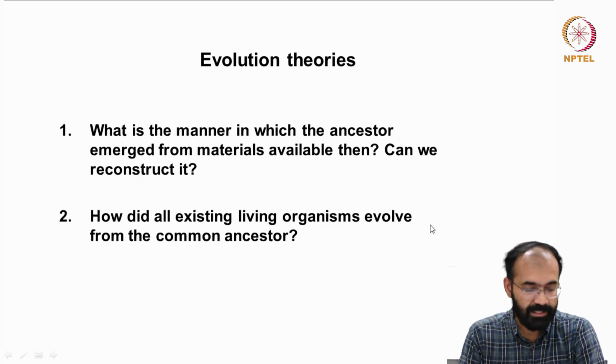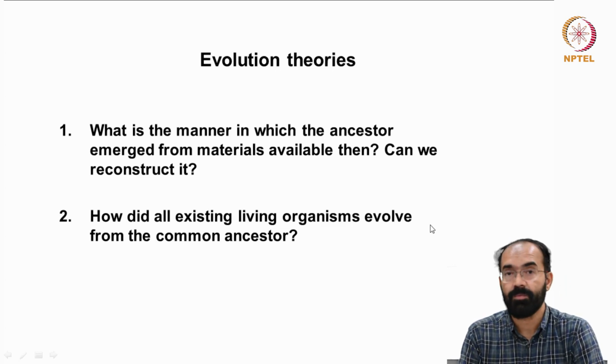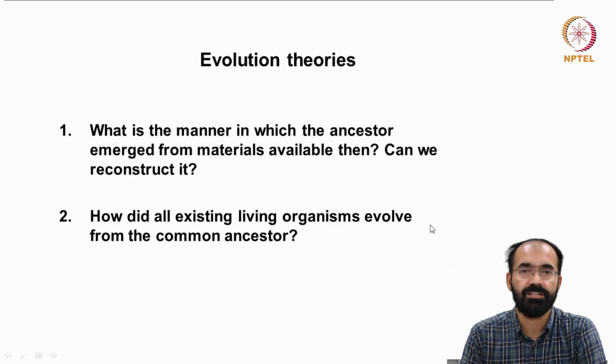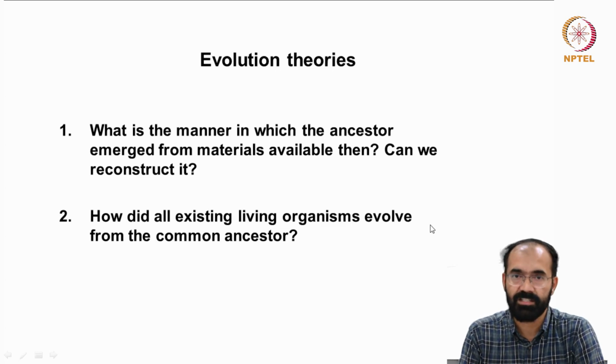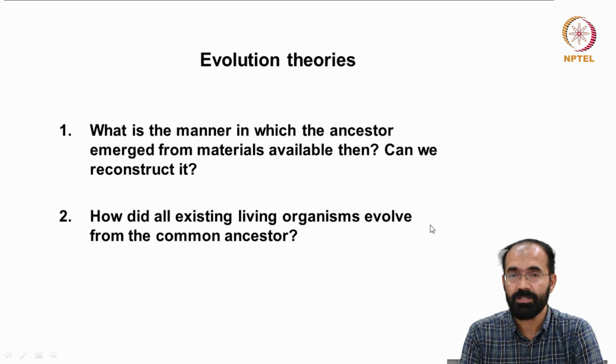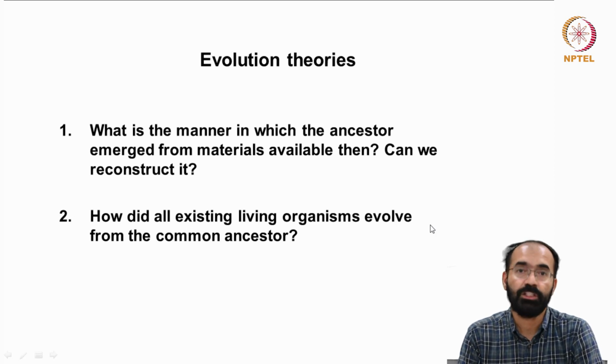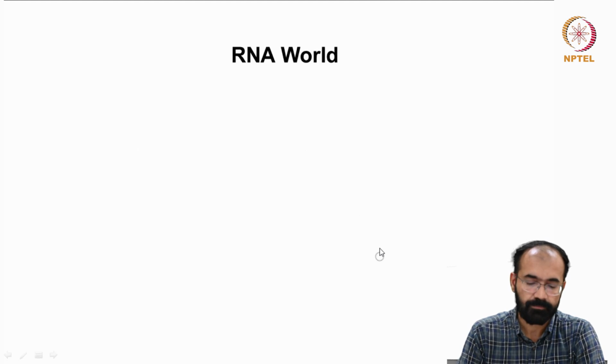And then comes the next question: how did all existing living organisms evolve from the common ancestor? And we can justify how life originated from the existing common ancestor, but how all these forms evolved requires billions of years of evolution and a lot of luxury of space and resources.